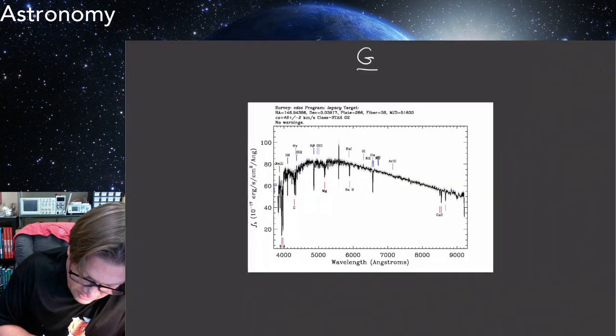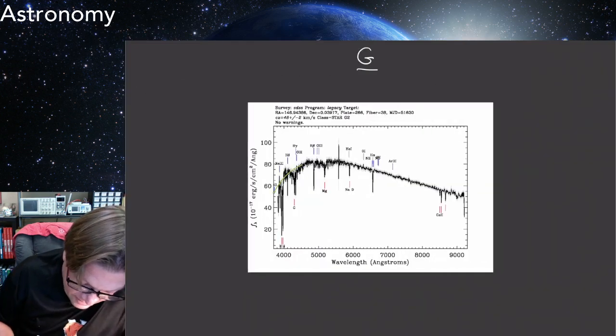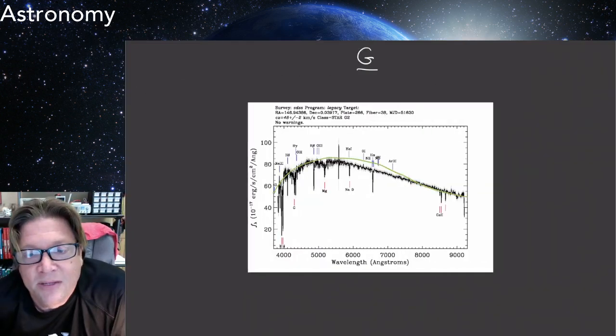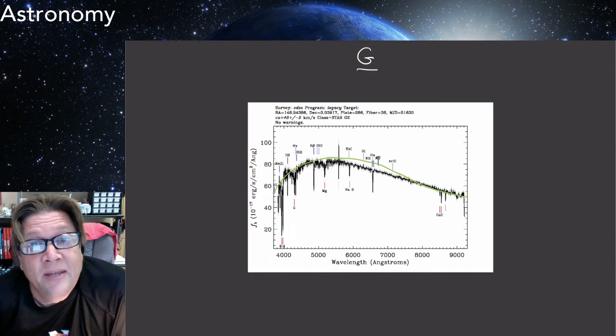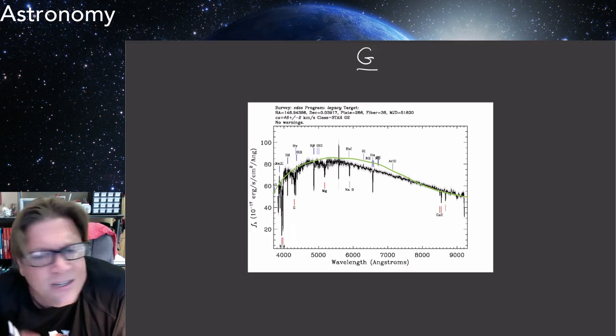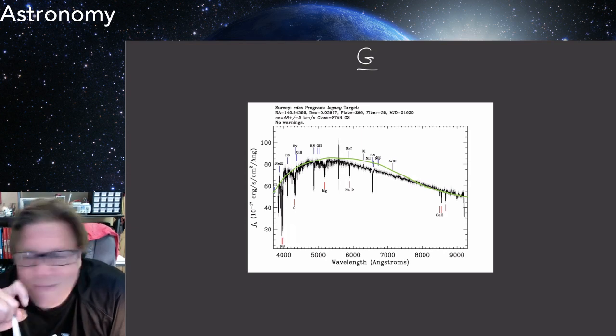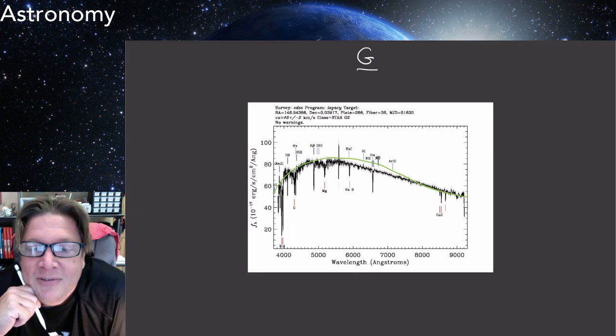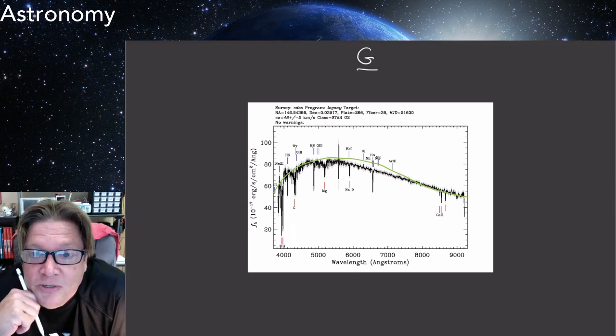Let's look at type G. Oh, now we can really see it. In type G, look at that. The overall shape means that the star is getting cooler. That peak is coming back to, I'd say the peak is maybe between 5,000 and 6,000, 500 to 600 nanometers. So definitely a cooler star.